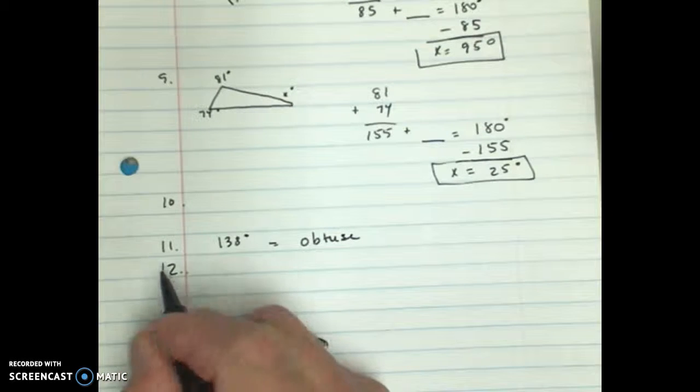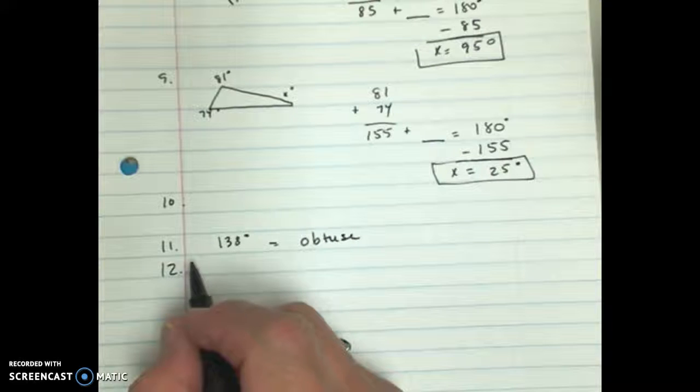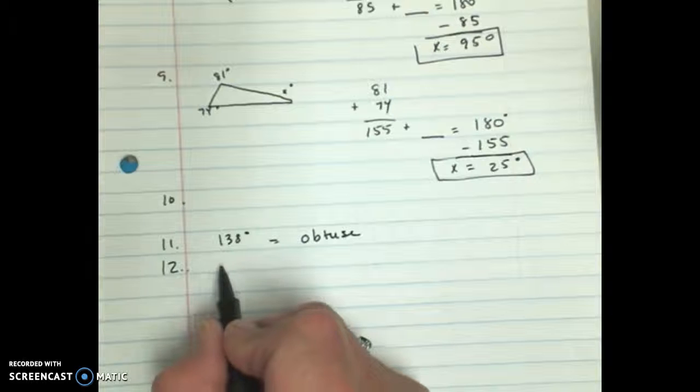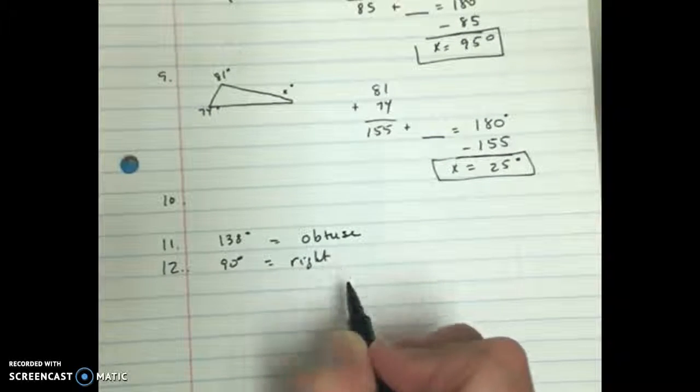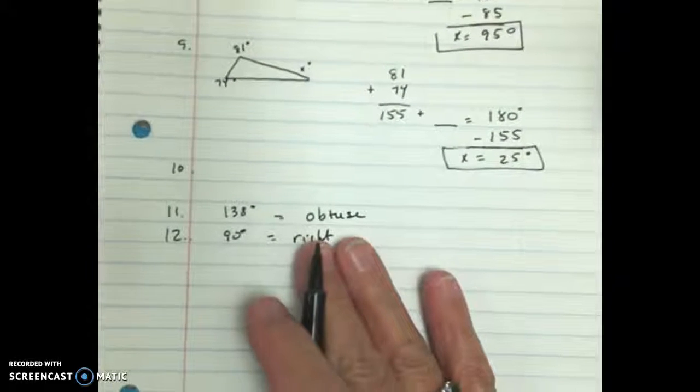Number 12, we have a 90 degree angle, a 25 degree angle, and a 65 degree angle. And so that 90 degree angle tells us that this is a right triangle. That's the kind of name or classification we're giving to this triangle.